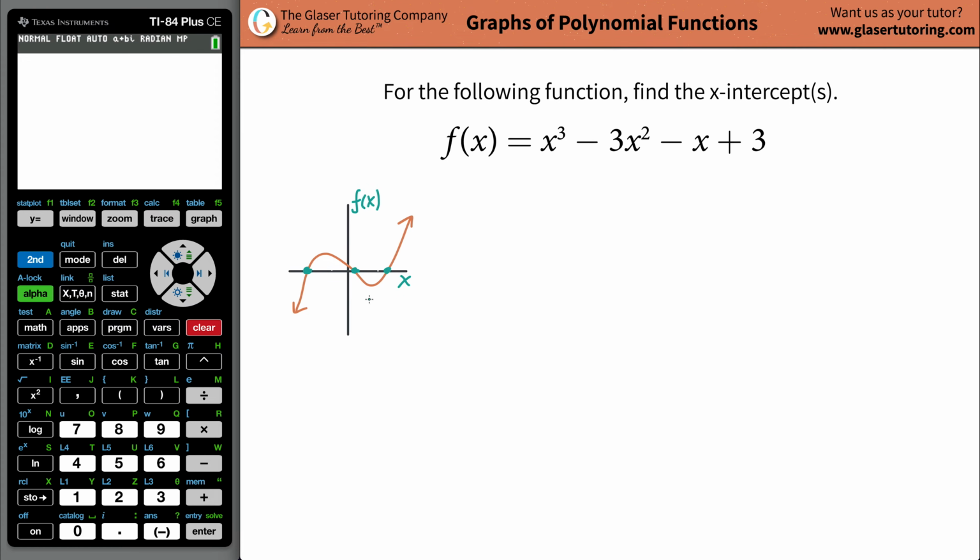these points where the function crosses or touches the x-axis. Those are x-intercepts. To intercept something kind of means to cross it. I'm not really sure if that's a perfect definition there, but hey, this is math.